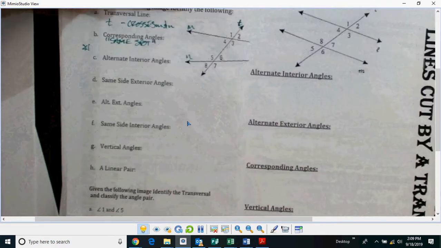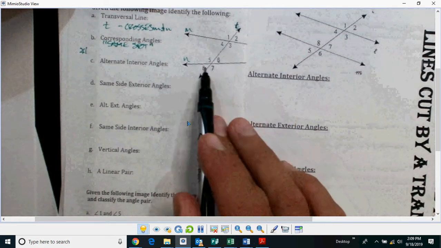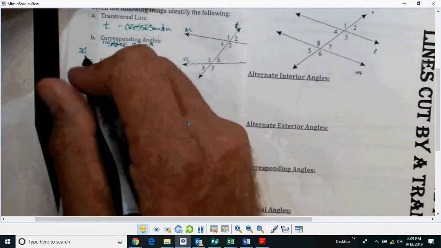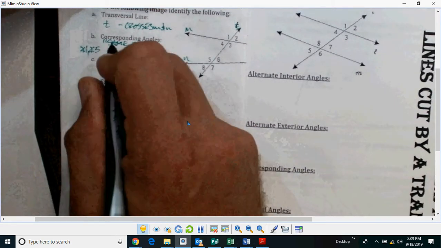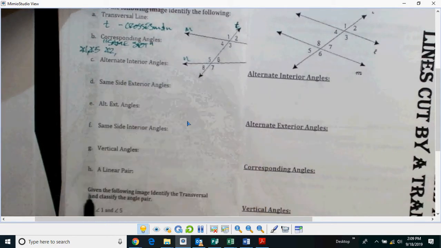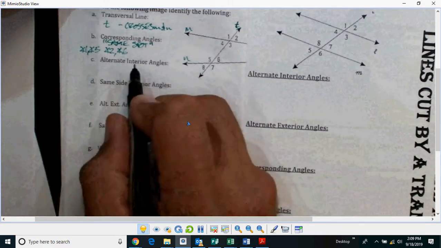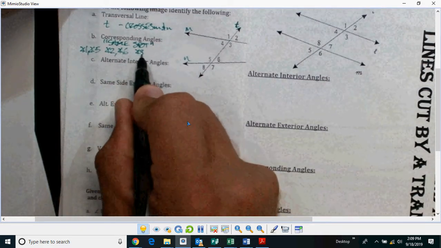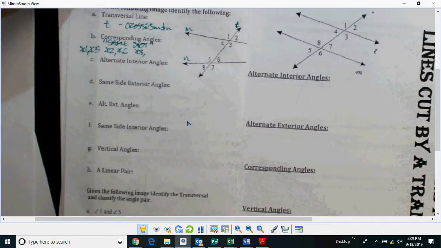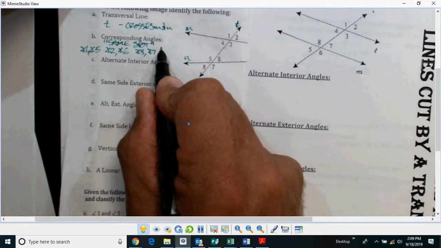So if I said, hey, angle 1, which angle is corresponding with angle 1? If I look at this intersection, which angle is at the same spot down here? It's angle 5. Well done. All right, what about angle 2? Angle 6. That's the angle symbol. And then angle 3? 7. And then angle 4 and angle 8.